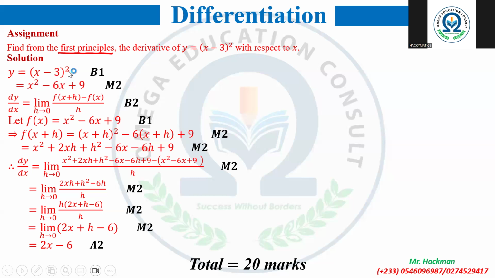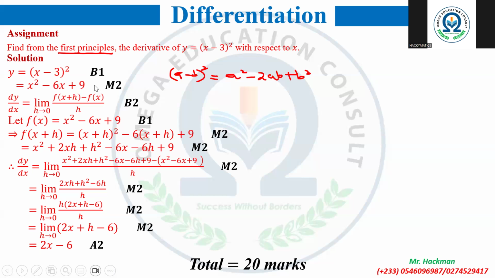So (x minus 3) all squared, we know if you are supposed to use the concept of (a minus b) all squared, that's an identity, this will give us a squared minus 2ab plus b squared. Here our a is x, our b is 3. So a squared will be x squared, that we have here. Then minus twice the product of a and b, so 2 times x times 3, that will give us 6x. Then plus b squared, which is 3 squared, and that will give us 9.